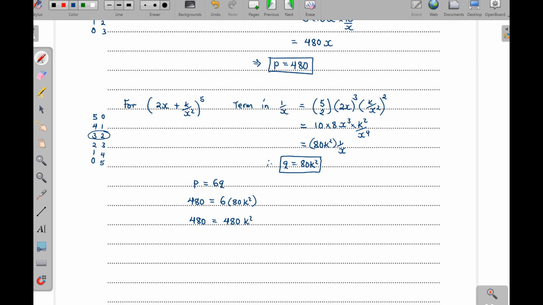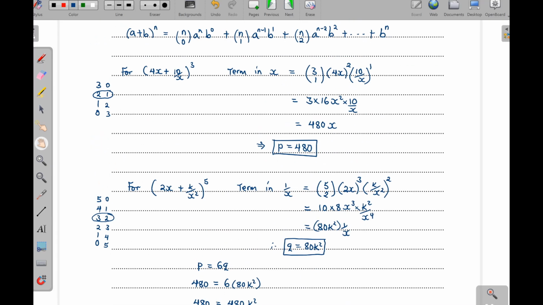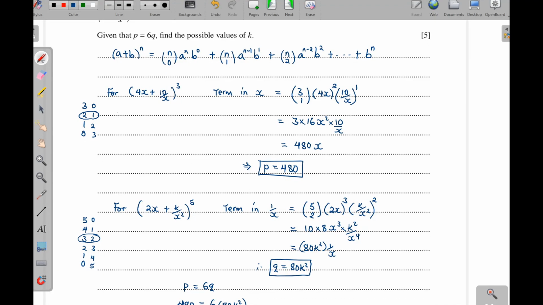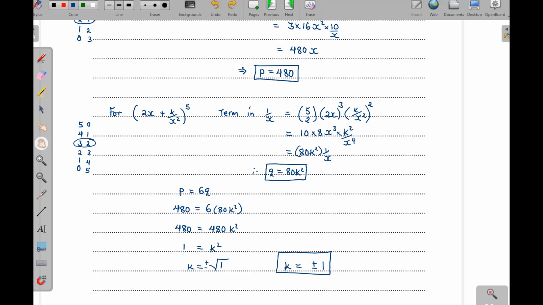So when you divide all through by 480, don't you get 1? So meaning your k is going to be the square root of 1, but this one has to be plus or minus. So therefore k will be plus or minus 1. And remember, they said possible values, not so? So it is not one value. So that is that.